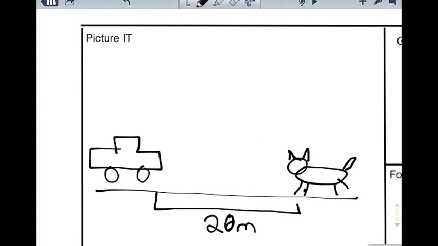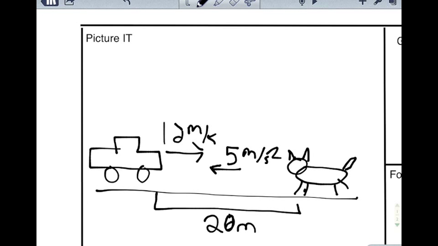Alright, in this example we have a cat who is 20 meters away from a car, hoping he doesn't get run over. The cat's initially 20 meters away from the car, and the car is traveling in the direction of the cat at 12 meters per second. Okay, it says that the car slams on the brakes after a reaction time and has a deceleration, which means it goes in the opposite direction, of 5 meters per second squared.